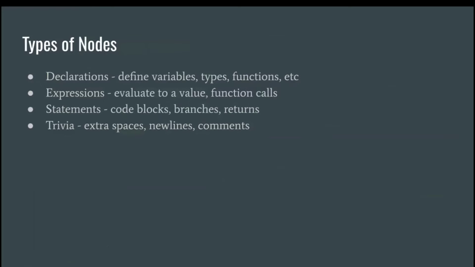A couple different types of nodes that you might encounter. Declarations, which are where you define things like variables and functions. Expressions are things that evaluate to a value, so function calls, equal signs, etc. Statements could be code blocks, branches, return statements.